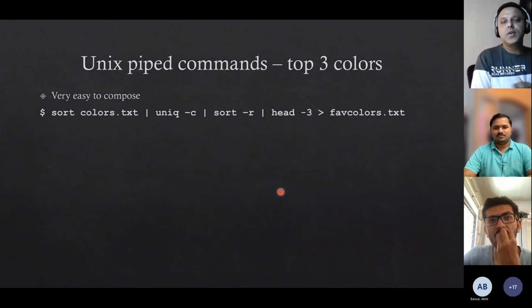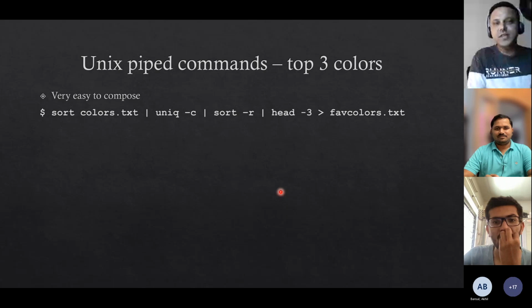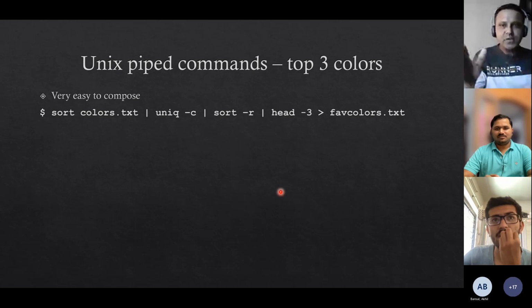So what does a Unix chain of commands piped into each other look like? We have a very simple, silly case here where we have colors in a file and we are going through a set of steps.